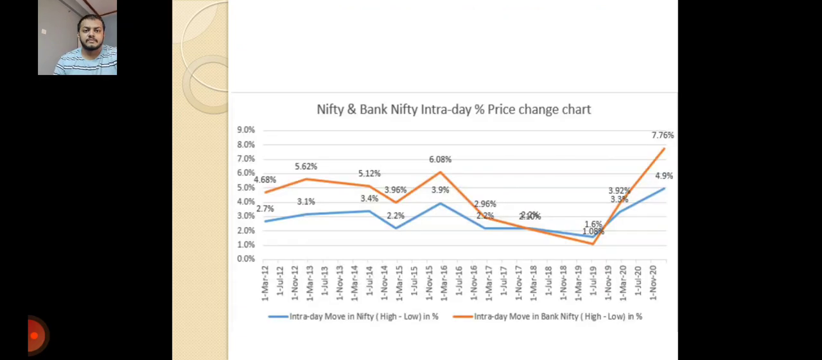Here we can see the Nifty and Bank Nifty intraday price charts from March 1, 2012 to November 1, 2020. Here we can see the Nifty Bank increasing day by day, from 4.68% on 1st March 2012 to 7.76% on 1st November 2020. Here we can see the Indian market has been growing day by day.